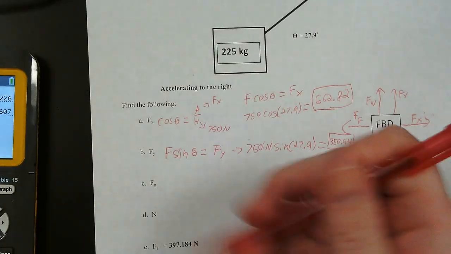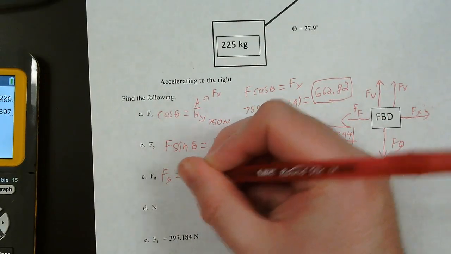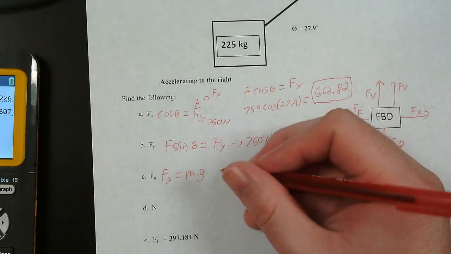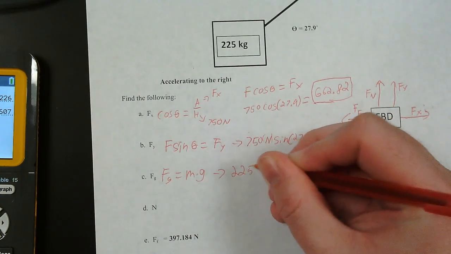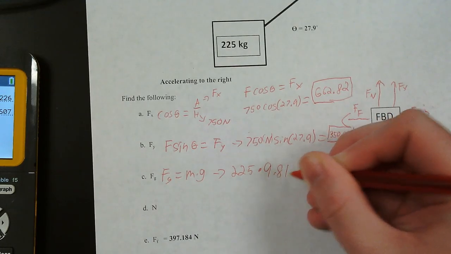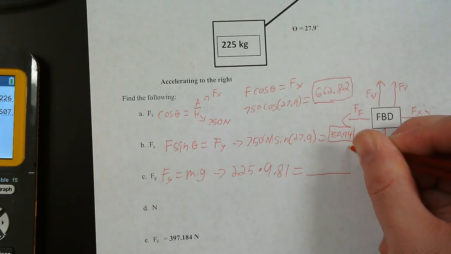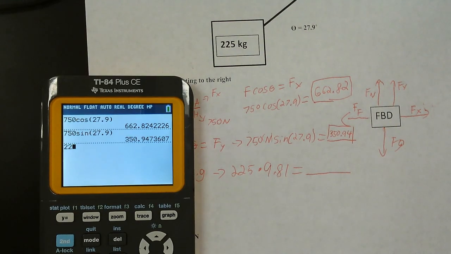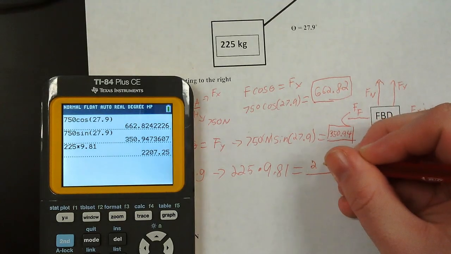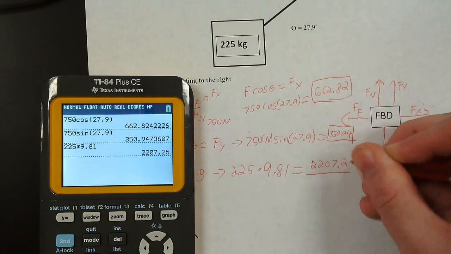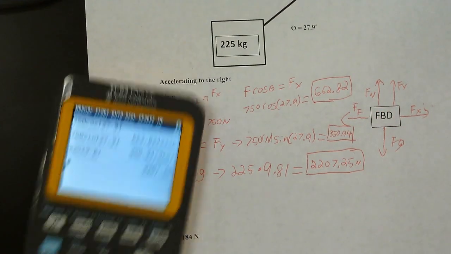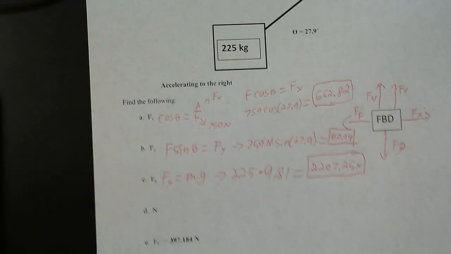So this is just going to be Fg equals m times g. The mass I already have, it's up here, 225. So this is going to be 225 multiplied by 9.81, and that's going to give me my answer here. So if I do that, 225 times 9.81, that gives me 2207.25 newtons. There we go.